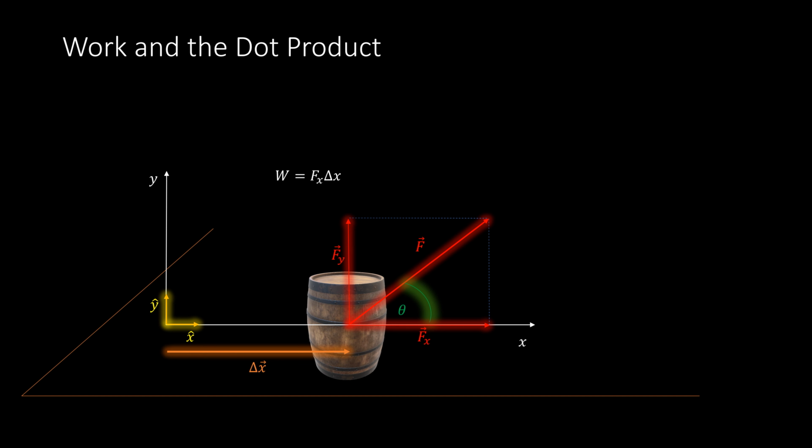We can get to this formula also by using the dot product. We can write the force vector F in terms of unit vectors as F of x times x roof plus F of y times y roof, and the displacement vector as the magnitude of vector delta x, or distance traveled, times x roof. The scalar product between the force vector F and the displacement vector is given by the following expression.